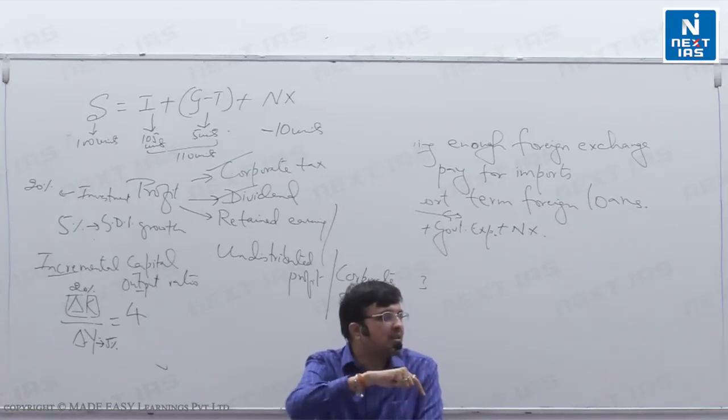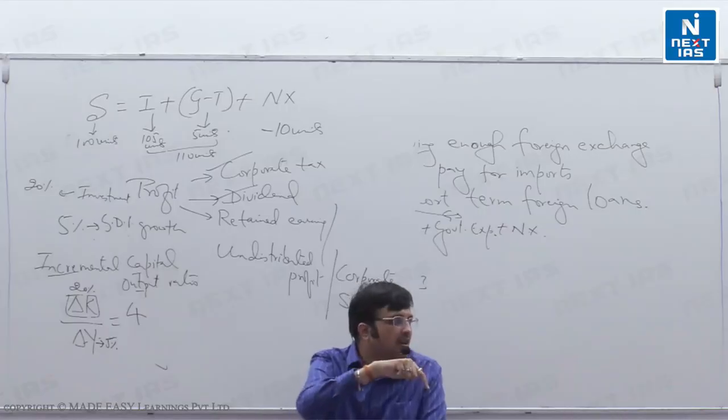Now those foreign savings can come in as FDI, FII, or as foreign borrowings, or simply foreign aid given by the governments. All right, any of those ways.